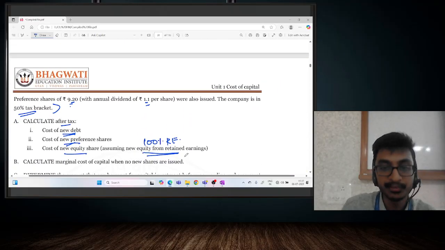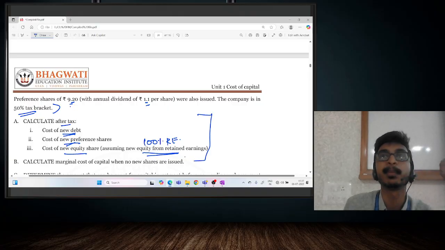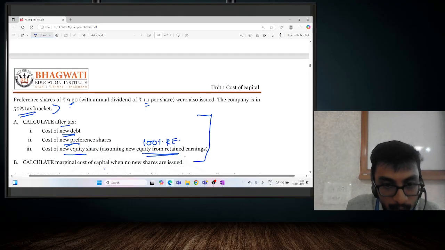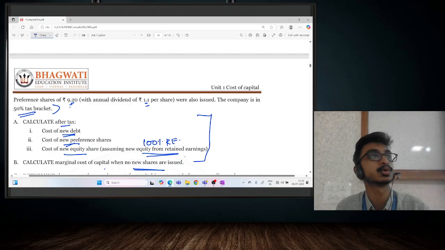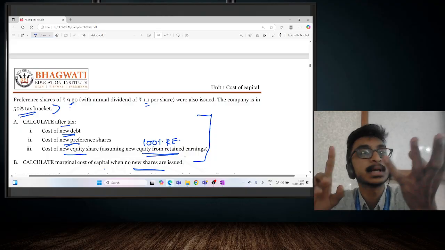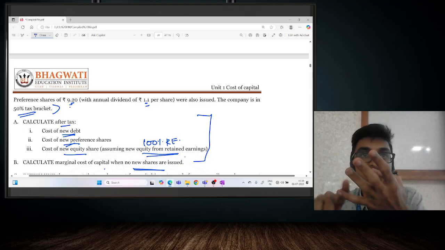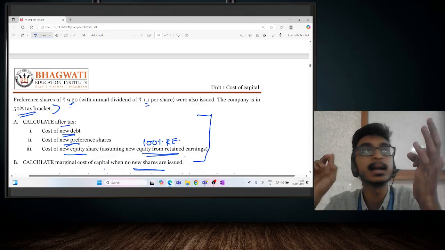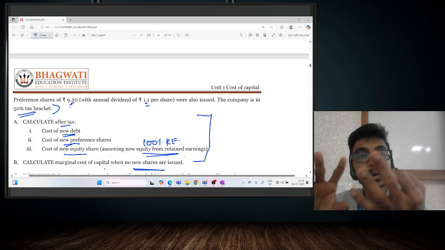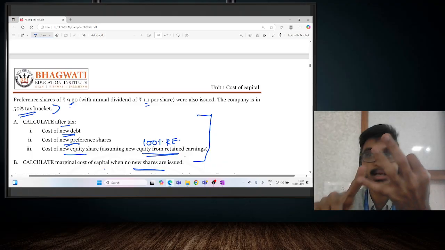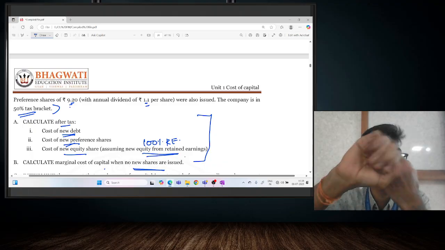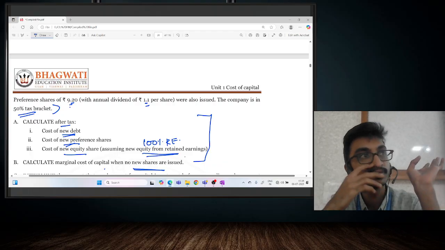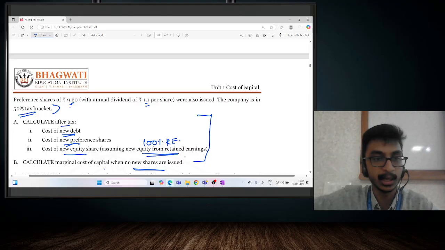Any doubt in the first requirement of the question till this part? Clear? Now let's do the second requirement. Calculate marginal cost of capital when no new shares are issued. Now listen, the company is raising additional finance in the form of 16% debentures, preference share capital and retained earnings. For this additional finance, what is the marginal cost of capital? That is what we need to calculate.